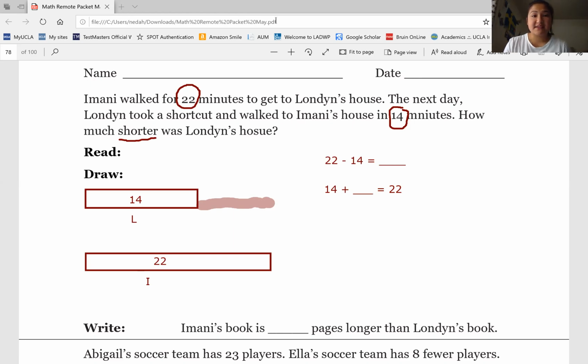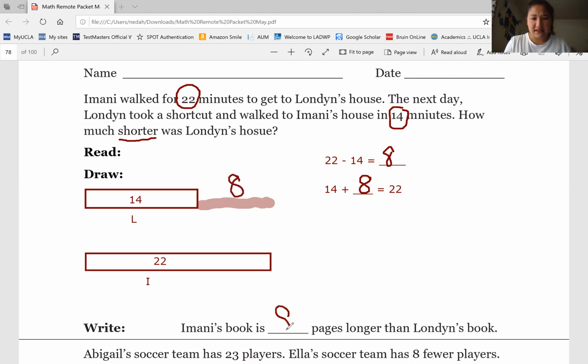To do this problem, I think it might be easiest to grab 14 and count up to 22. Let's do it together. Everyone say 14, 15, 16, 17, 18, 19, 20, 21, 22. How many fingers are you holding up? We're holding up 8 fingers. That means that the difference between these two numbers is 8 minutes.